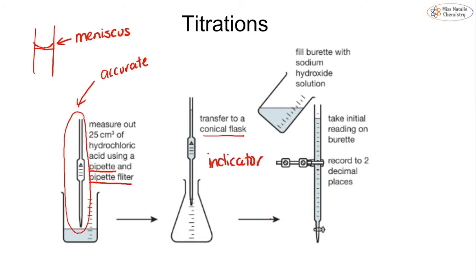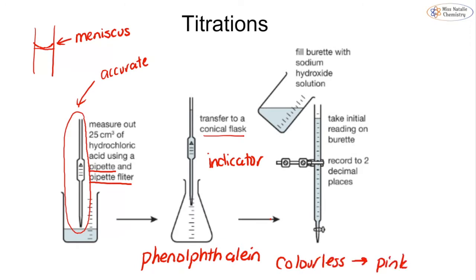So you might use phenolphthalein, methyl orange. We don't tend to use universal indicator here because it gets too vague of a change in colour. We want something that is a nice, easy colour. So typically the one that you will use will be phenolphthalein, because we get colour changes from colourless to pink or vice versa.